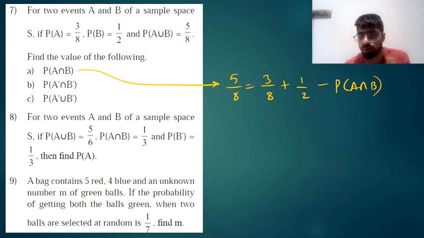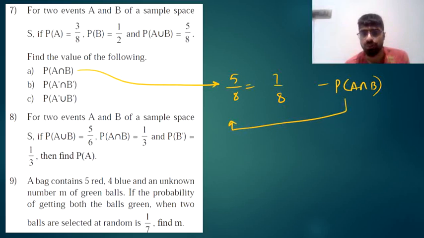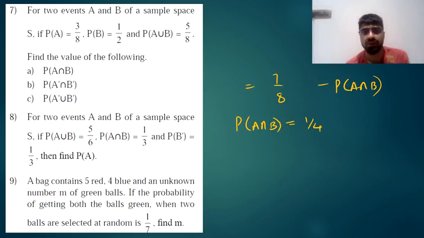Okay, so 1 by 2 you can write that as 4 by 8. 3 by 8 plus 4 by 8 makes it 7 upon 8. You can take this P of A intersection B on the left and 5 by 8 on the right. So that will give you P of A intersection B as 7 by 8 minus 5 upon 8, which is 2 upon 8, and that will be 1 upon 4. So the answer for that first part is going to be equal to 1 upon 4.